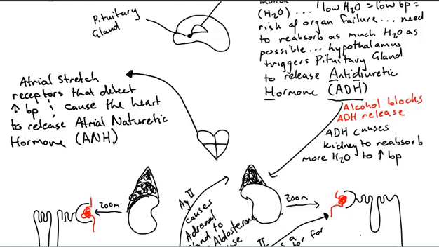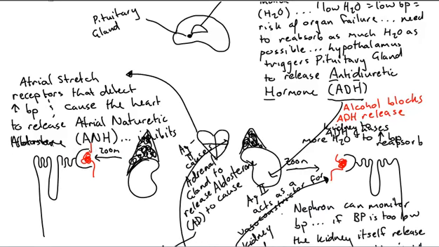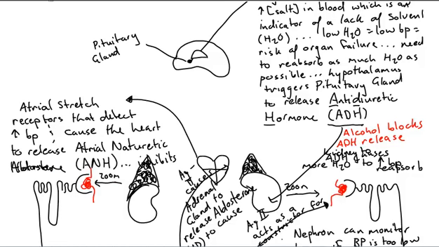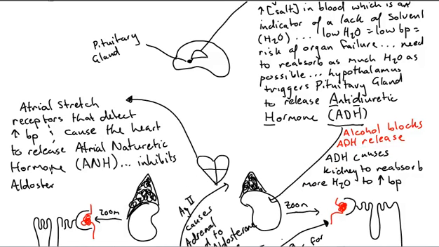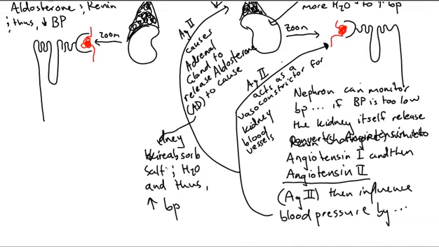Okay? So it releases ANH, which inhibits aldosterone and renin. Oh, I don't know what happened there. See, can I undo that? There we go. Aldosterone and renin. And thus decreases blood pressure. Okay? So that's the key ways that we regulate blood pressure.